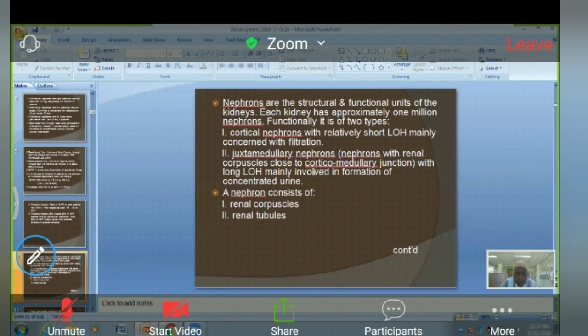There are only 2 minutes left. Let us see how we can do nephrons in these 2 minutes. Definition of nephron: nephrons are the structural and functional unit of the kidneys. Each kidney in an adult person has approximately 1 million, that means 10 lakh, nephrons.